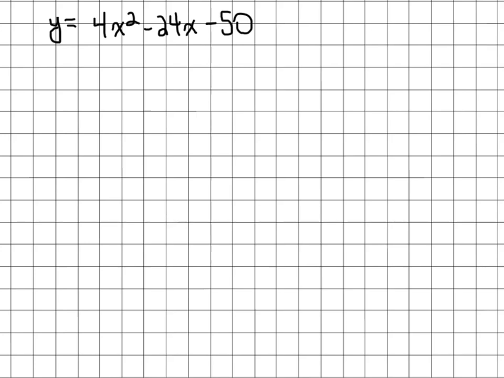Let's just go through this. So I have y equals 4x squared minus 24x minus 50. And again, using this form of the equation, we can really only find out two pieces of information, and that is the direction of opening and the y-intercept. So the direction of opening, DOO, direction of opening.